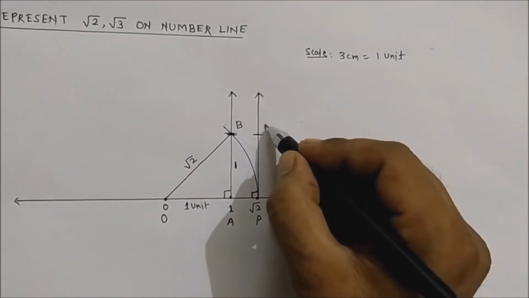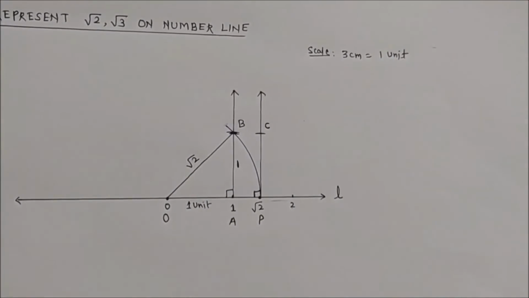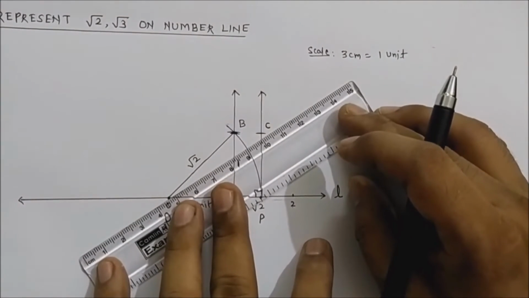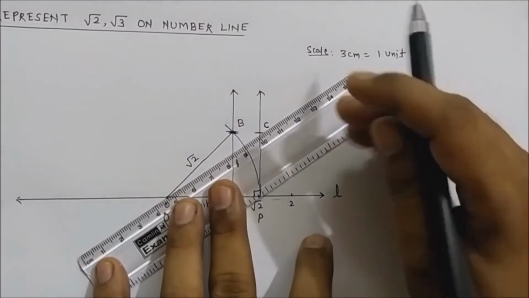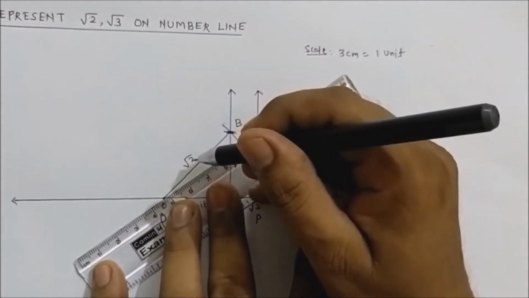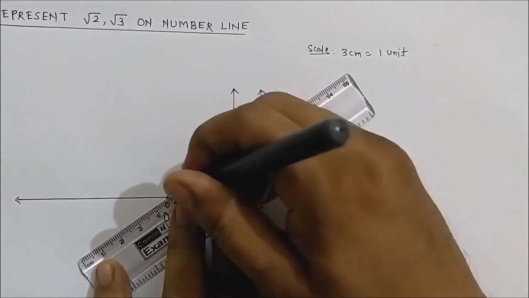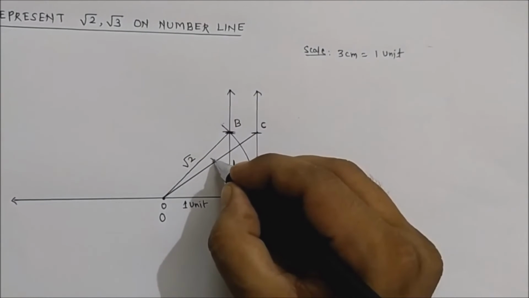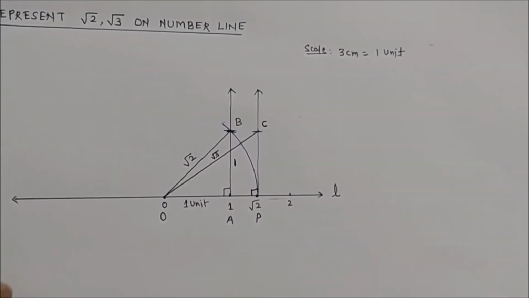This is point C now. Draw segment O to C. This is root 3.